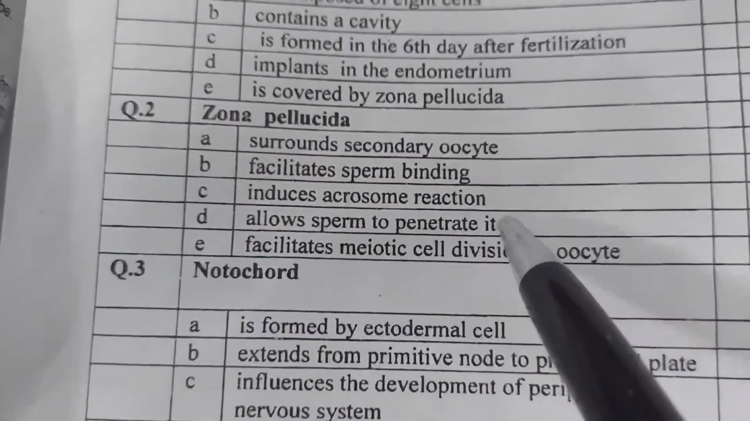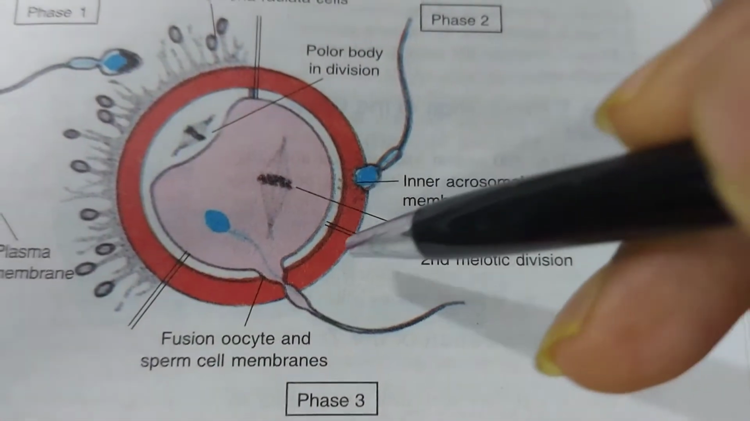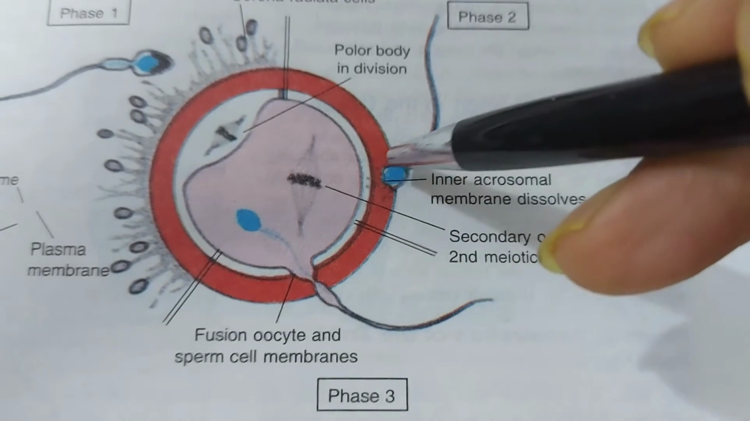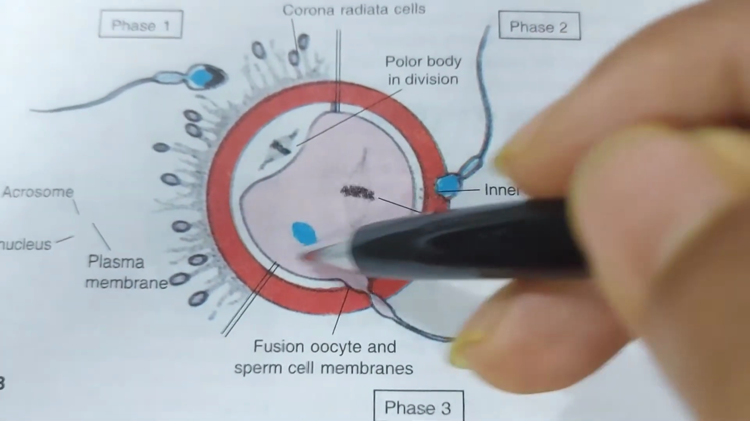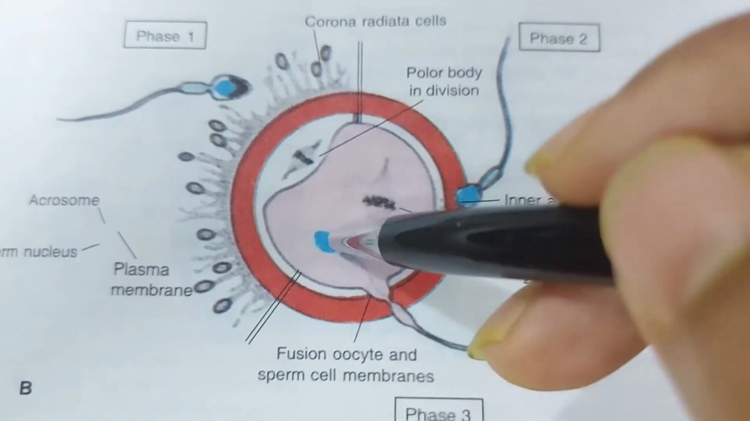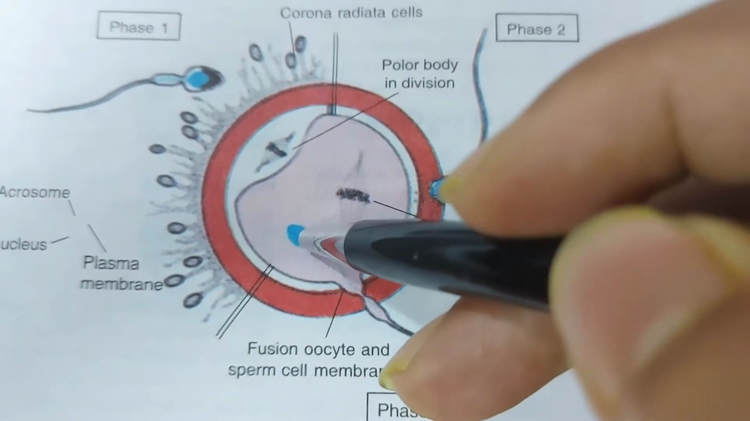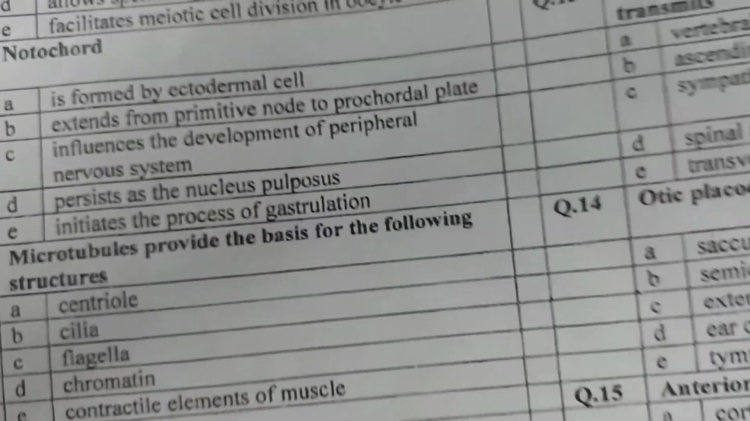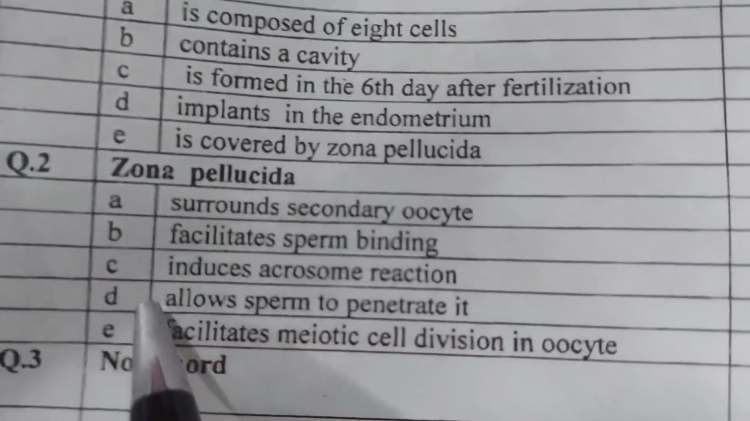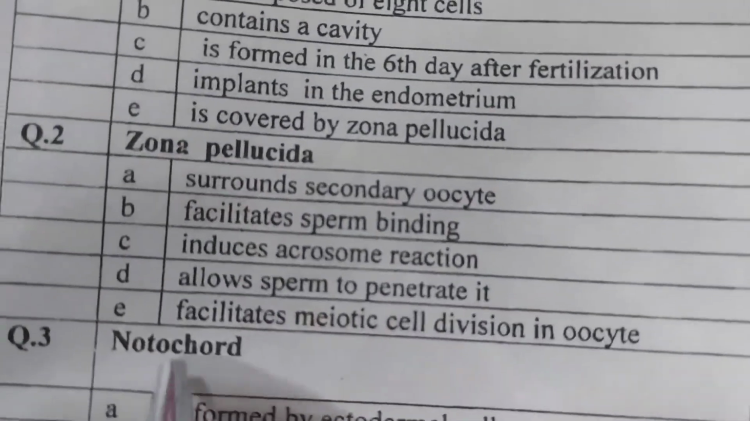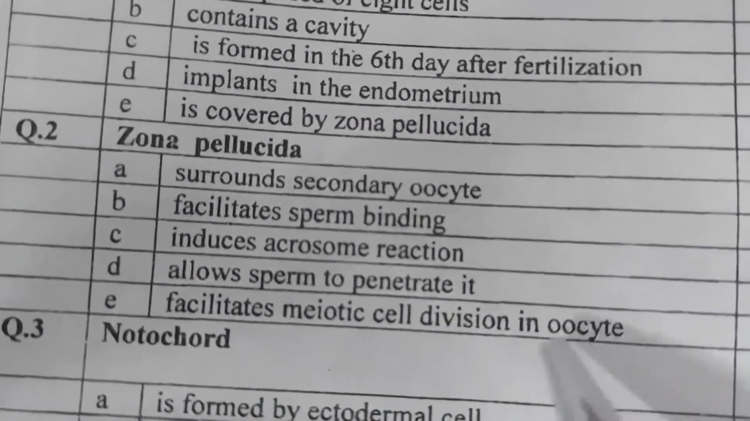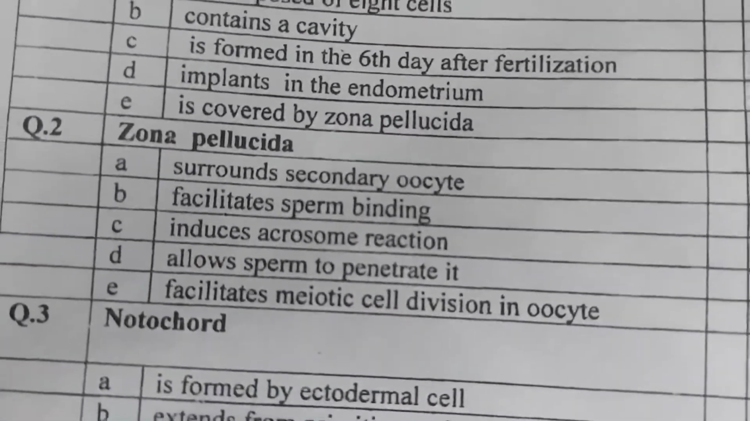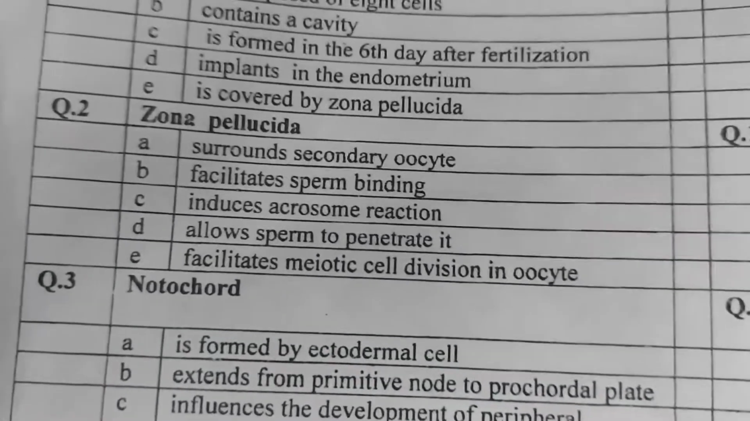It allows the sperm to penetrate it. It is also true that here we can see the sperm penetrating through this Zona pellucida. Here the sperm penetrates through the Zona pellucida and enters into the secondary oocyte. So this is also true, that it allows the sperm to penetrate it. And finally, it facilitates the meiotic division in the oocyte. It is false. It has no role in the meiotic division of the oocyte.